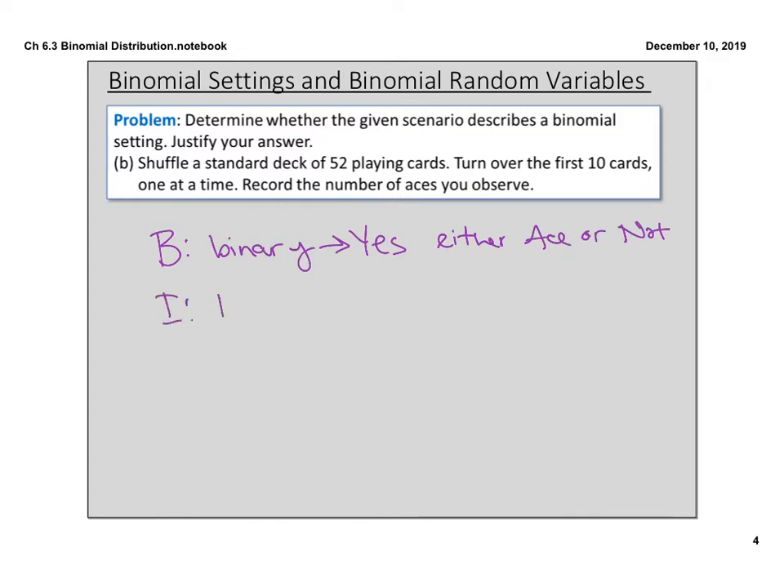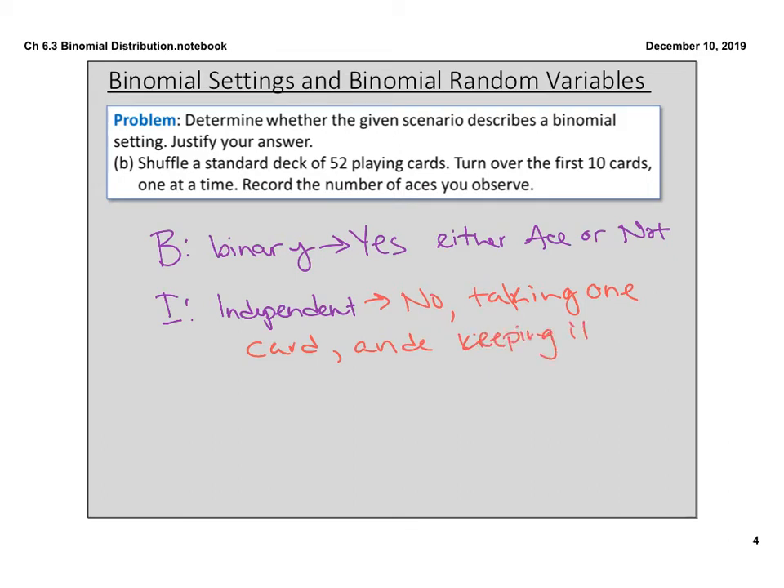I is independent. And check this out. This is a big fat no. Here's why: taking one card out and keeping it out changes the probability.